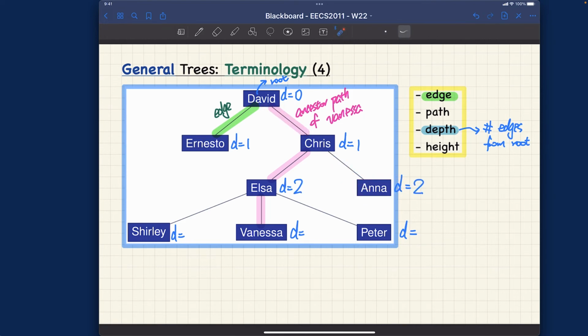Finally, for Shirley, Vanessa, and Peter, for Shirley, it should be depth 3. From the root, 1, 2, and 3. And for Vanessa, 1, 2, and 3. And for Peter, 1, 2, and 3. Right? So all of them will be simply 3.